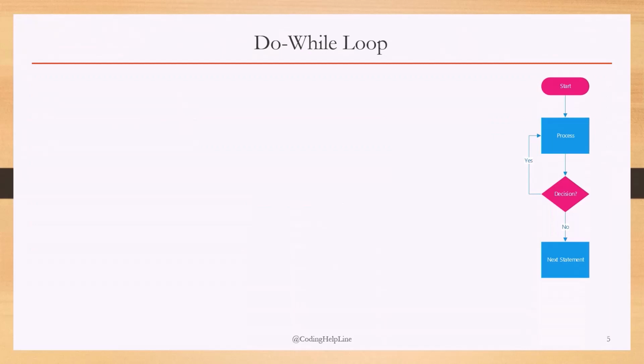Now the do while loop. Do while loop is the variation of while loop. In this loop, the body of the loop executes first, then the condition is evaluated. If it is true, the body is executed again and comes back to the decision. Till the decision is true, this process repeats. Once the decision becomes false, it goes to the next statement and stops iteration of the loop.